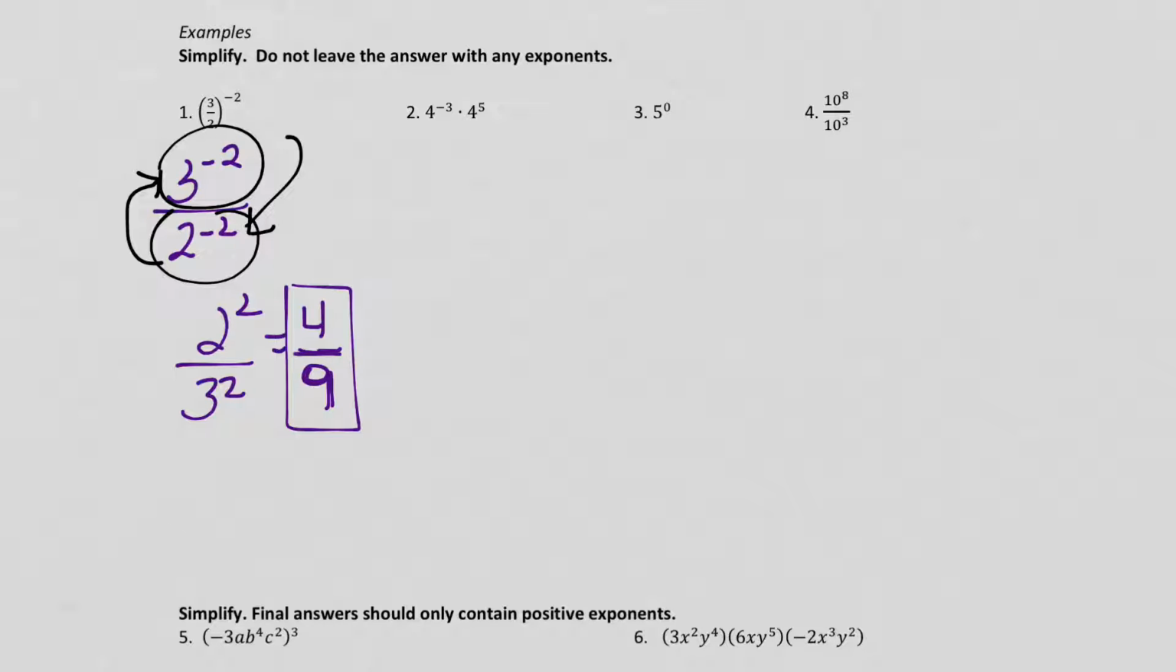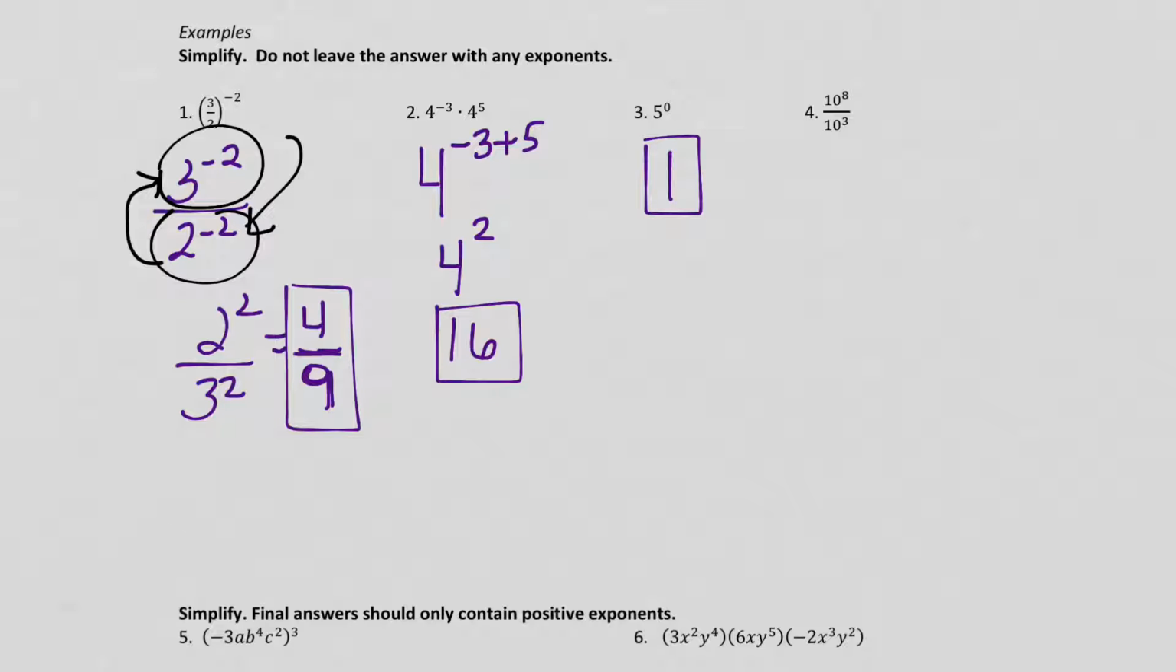Number 2, this would be product rule since we have the same base, so we're going to add the exponents. So this would become 4, keep the base the same, to the -3 plus 5. Add those up, I would get 4 squared, and 4 squared is 16. Number 3, 5 to the 0. We know anything raised to the 0 power is always going to come out to be 1.